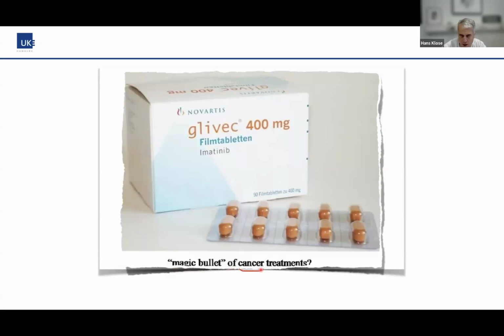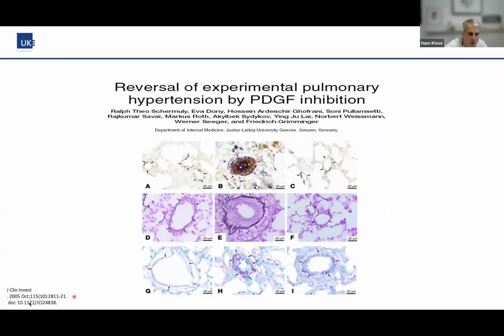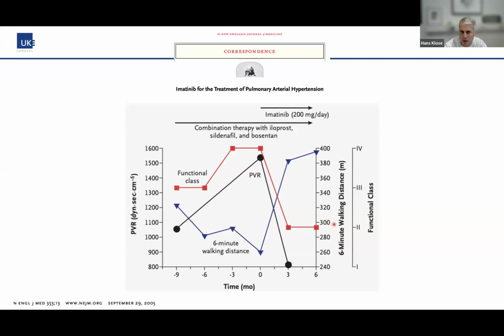And I, years ago, asked myself, probably that might be the magic bullet of PH treatment. Why? Because the story started in 2005 in Gießen, the Gießen Working Group. I don't know if Adi Gofrani is in the hood now, but Ralph Schermuly had these mice, and he induced pulmonary hypertension in mice, as you can see here. Again, the layers in different colors: normal vessels here on the left side, in the middle vessels with induced pulmonary hypertension, and then imatinib was given, and you see it's gone again. Yeah, it's remodeling. So if this is working in mice, probably it's working in people too.